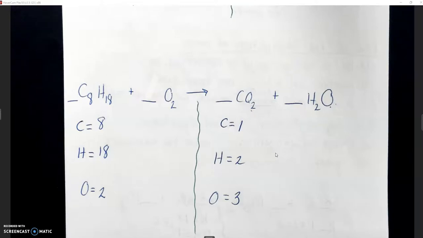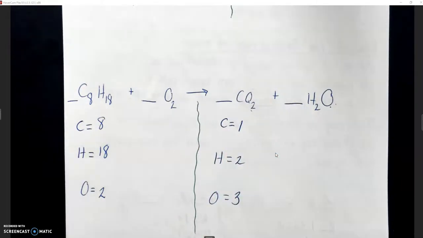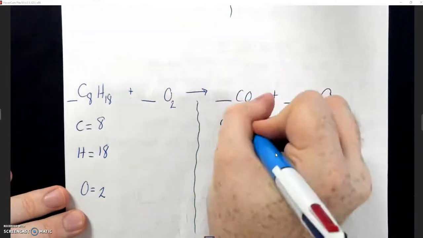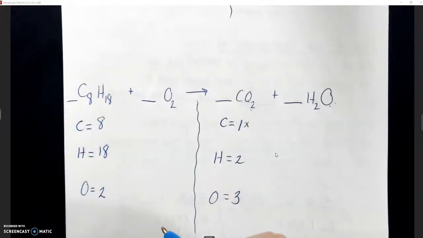Alright, when doing combustion reactions, leave the oxygens last, because they are by far the most difficult one to balance. I always start with carbons first, then hydrogens, then oxygens. So let's do the carbons. We have 8 over here and 1 over here, so I have to add to this side. What coefficient can I throw in front of here that will multiply by 1 to get me to 8? It's going to be 8.